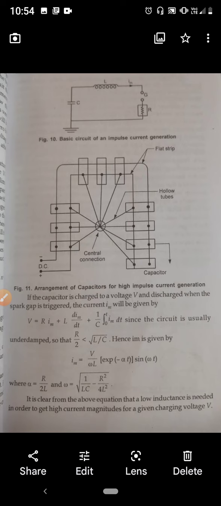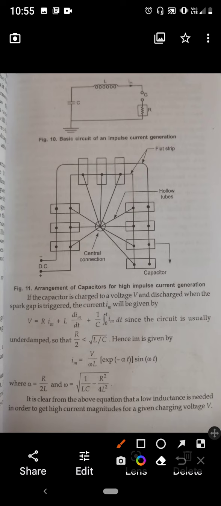So in this video we are going to discuss a very important topic of high voltage engineering: the basic circuit of impulse current generation. It is a part of high voltage engineering in which we are going to learn how the impulse current can be generated.